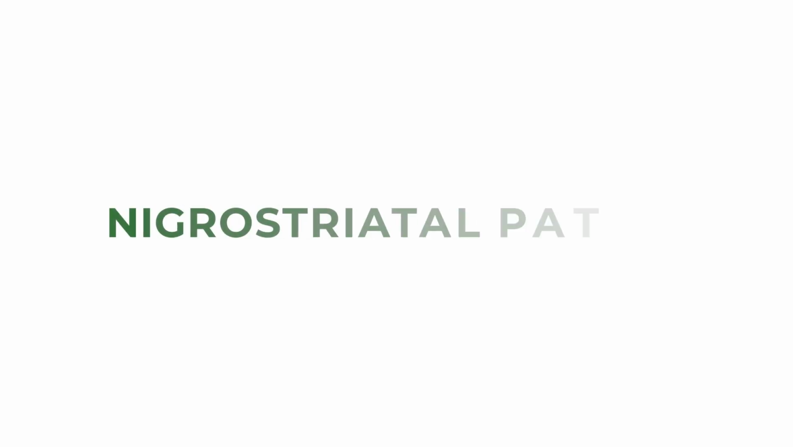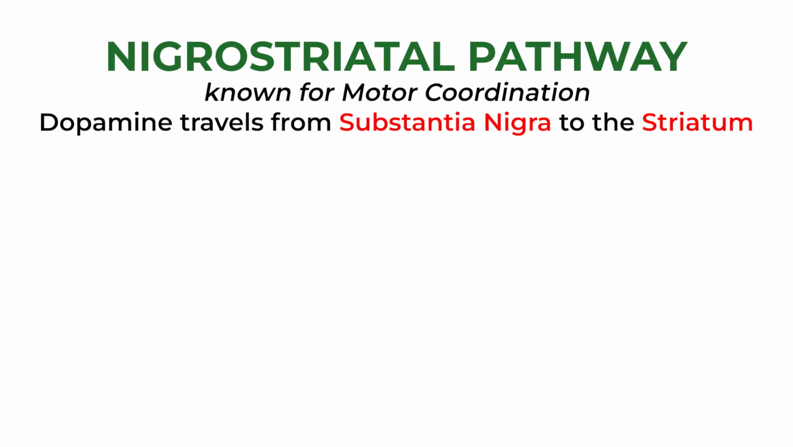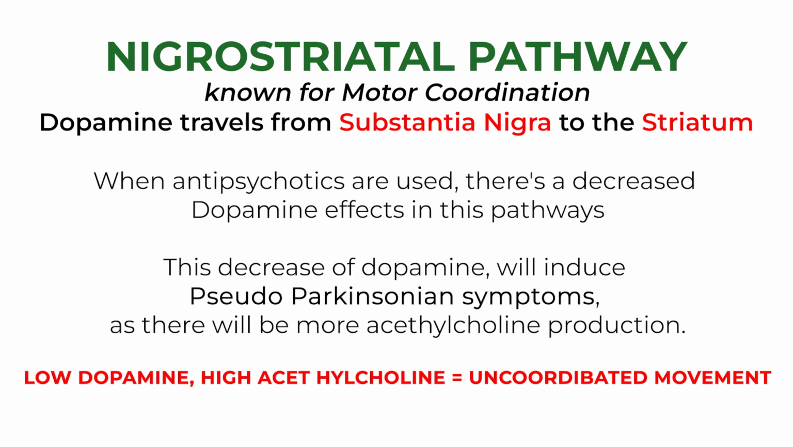So we go further to the third pathway, the nigrostriatal pathway. This pathway is known for motor coordination. And what is going on with the dopamine here? There is a high level of dopamine, and it's traveling from the substantia nigra to the corpus striatum, and that place is needed for motor coordination. So when we give antipsychotic to a schizophrenic patient, what this does is lower the dopamine in this pathway.